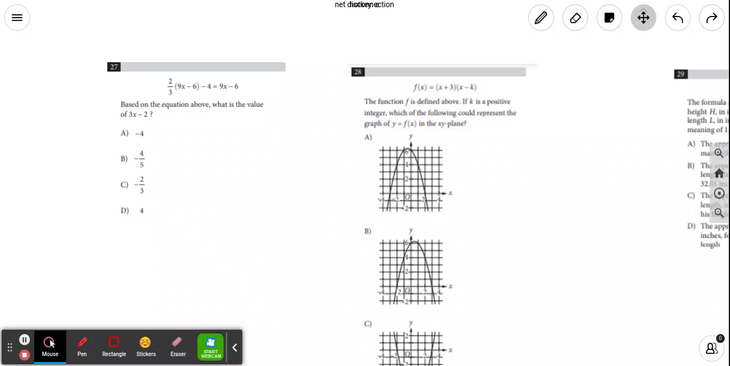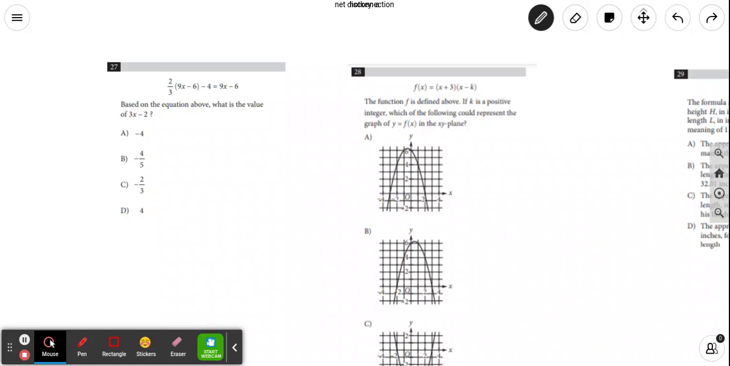Today we'll be tackling 27, 28, 29, and 30 from practice test number 10. These are not my problems, these are the property of College Board. I will let you know if any of these problems need a calculator. Without further ado, let's get into these problems.